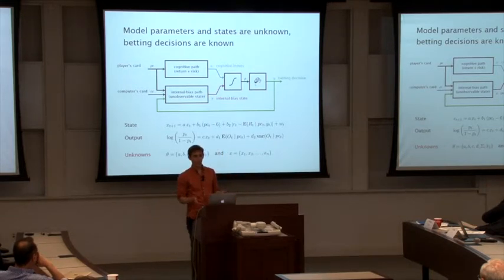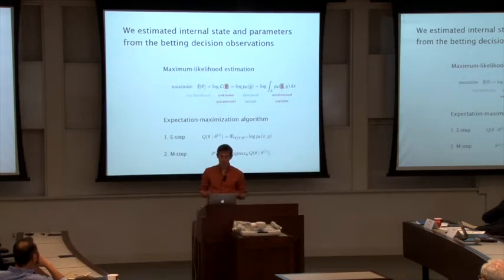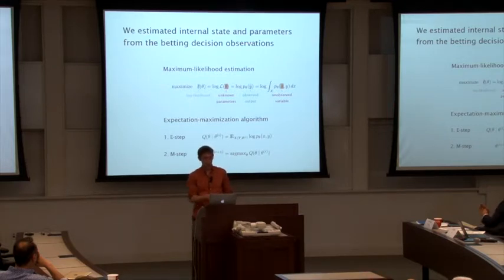So the only thing we observe are the inputs and the outputs. Okay? So the model's parameters are unknown and also the states are unknown. So we use some very standard maximum likelihood estimation technique in order to estimate both the parameters of the model, and also the state. Okay? So we use an expectation maximization algorithm in order to solve this maximum likelihood problem.